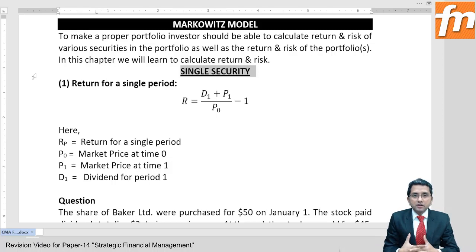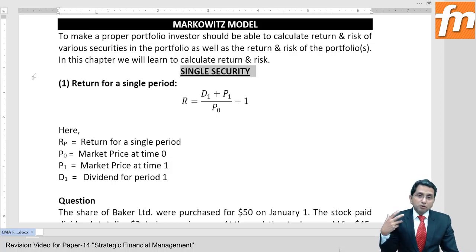First, we will learn to evaluate a single security. There are three things to be evaluated: the risk, the return, and the liquidity. Liquidity is okay, but you need to focus on two primary things, that is the risk and the return. So we will learn how to calculate the return of a single security, how to calculate the risk of a single security, and how to choose a single security if many options are available.